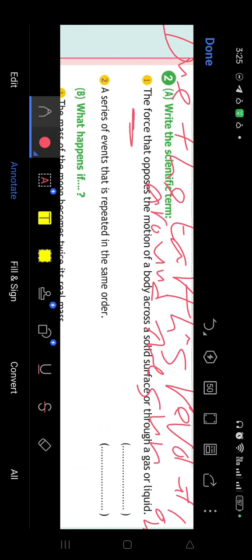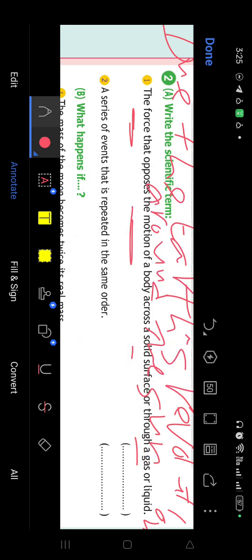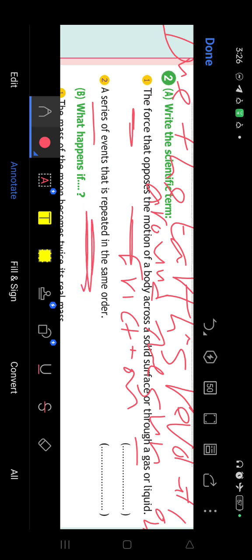The force that opposes the motion of a body across a solid surface, through gas or liquid, opposes the movement. Do you remember? Yes, it's friction. Okay, number two, a series of events that's repeated in the same order would be, yeah, cycle, super.